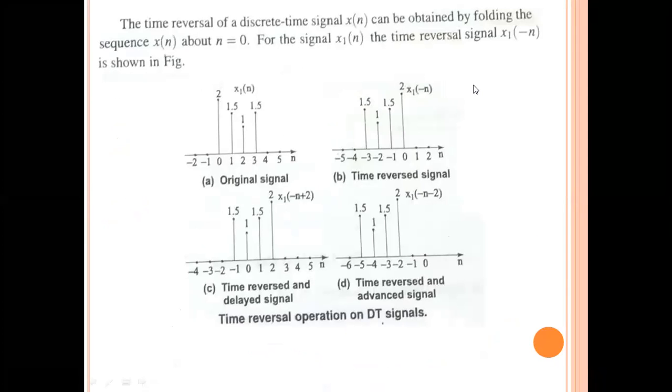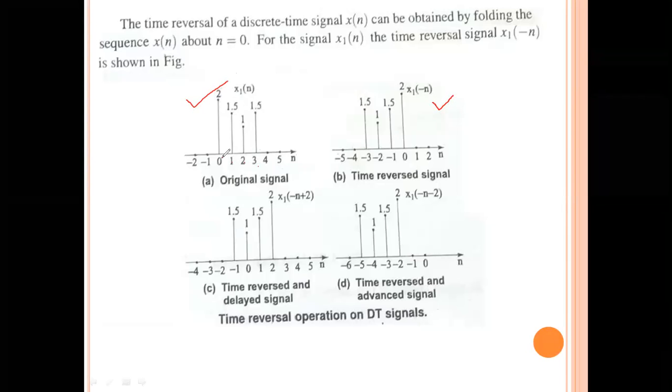Now this is the example for a discrete time signal. Again, if you understand clearly the time reversal operation on continuous time signals, then it is also very easy to understand this particular case, that means the discrete time case. So here, this is the basic signal x of n, or x1 of n, which is defined at 0, 1, 2, 3, and the magnitudes have also been mentioned: 2, 1.5, 1, 1.5. You are asked to sketch x of minus n.